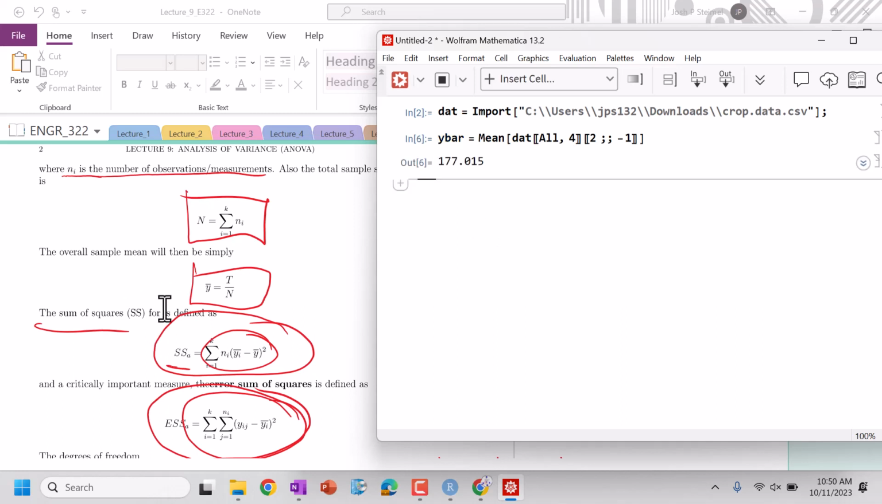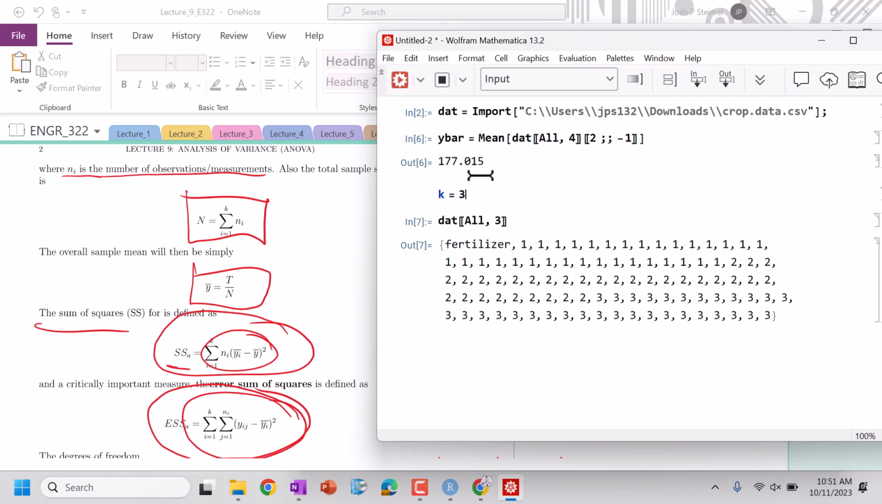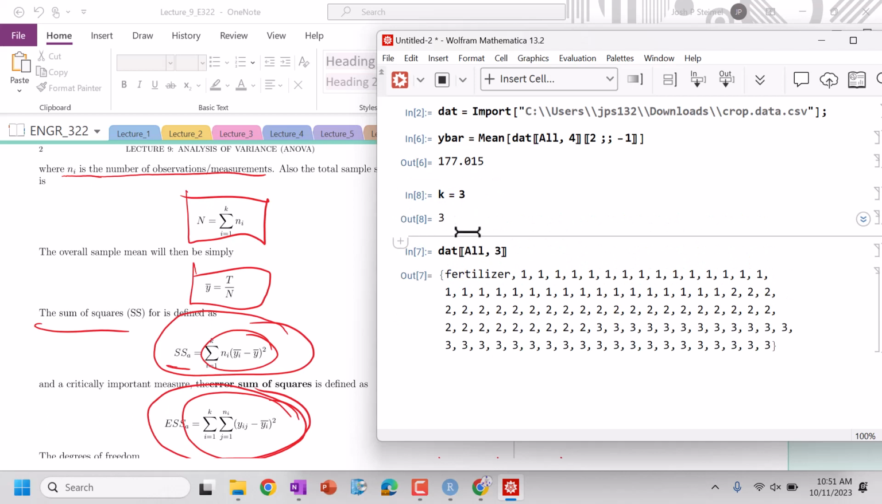Now let's calculate the sum of squares, which is going to be the sum from i, and here K is going to be our number of conditions. So actually, let's look at the data set. Our variable is fertilizer. Within there, we have three conditions. So K is going to be the number of conditions. So K here is going to be equal to 3. And we'll set that there.